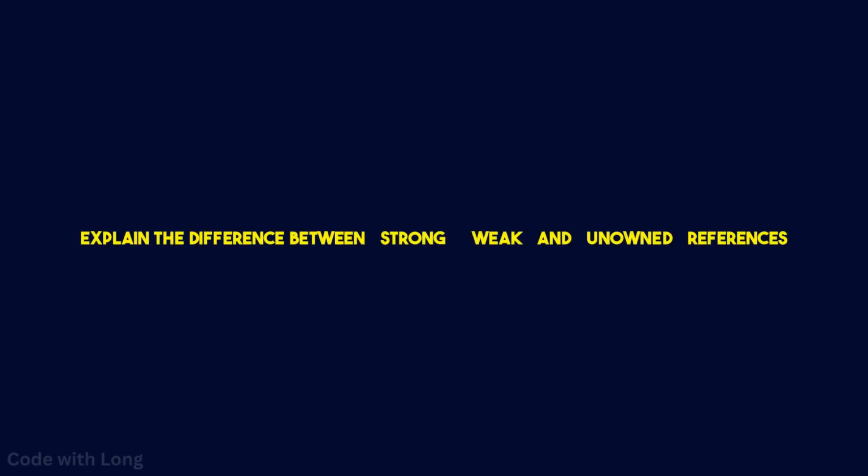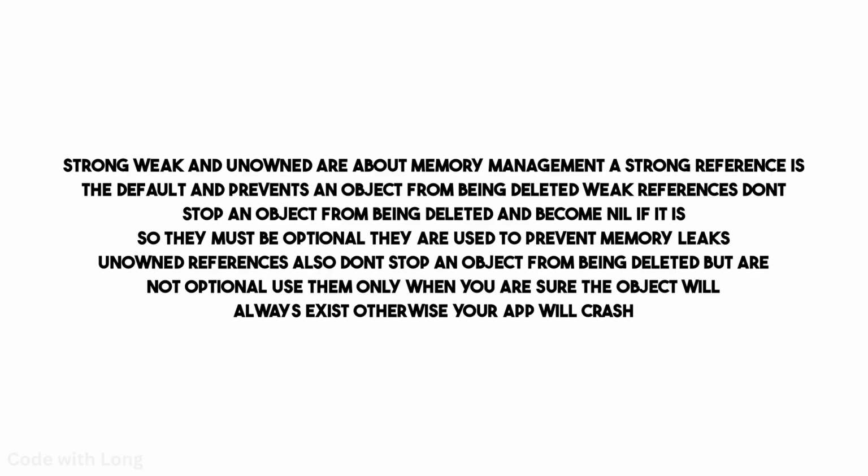Explain the difference between strong, weak, and unowned references. Strong, weak, and unowned are about memory management. A strong reference is the default and prevents an object from being deleted. Weak references don't stop an object from being deleted and become nil if it is, so they must be optional. They are used to prevent memory leaks.